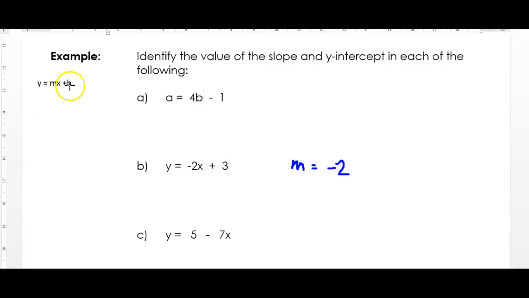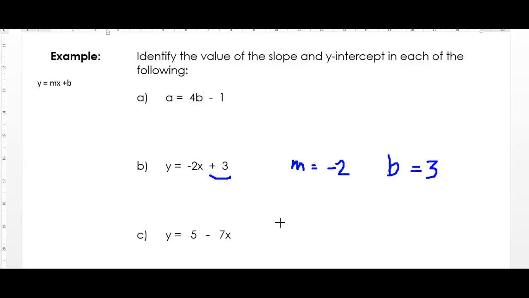When I'm looking for my y-intercept, that's what's in the b position here. Okay, it's +3, so my b value is equal to +3. So there, I'm done. Okay, let's look at the next question.